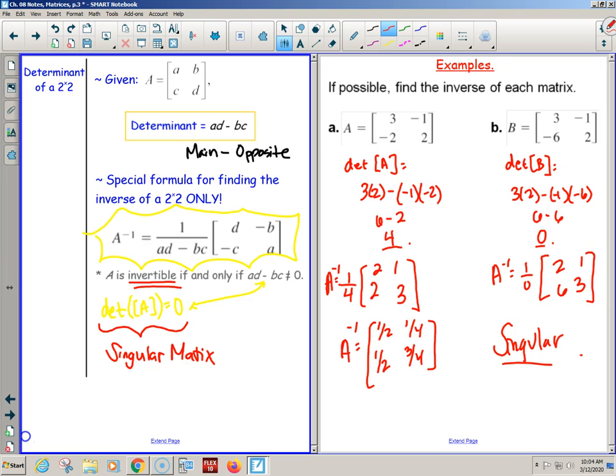Determinants can be applied in tons of different ways. We're just applying them to inverses, and the idea of inverses is if you can multiply a matrix, it makes sense in math that we would want to be able to undo it as well. That's the idea of the entire section.